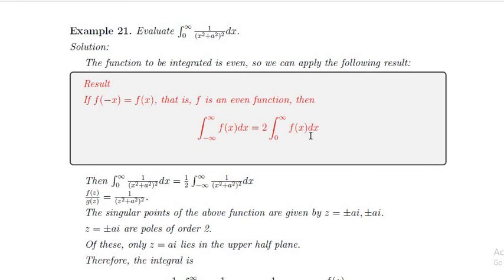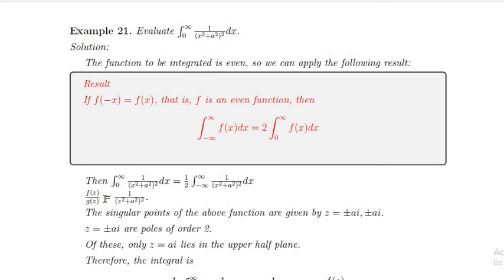the integral from 0 to infinity of f of x dx. So suppose the problem is from 0 to infinity, what we have to do is evaluate the given problem in the range minus infinity to infinity, and multiply the answer by 1 by 2. That is, the integral from 0 to infinity of 1 by (x square plus a square) the whole square dx is equal to 1 by 2 times the integral from minus infinity to infinity of 1 by (x square plus a square) the whole square dx. It satisfies the above condition.